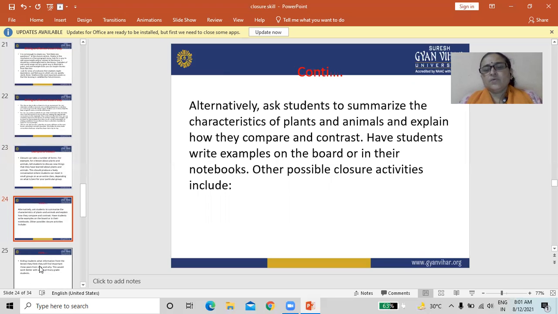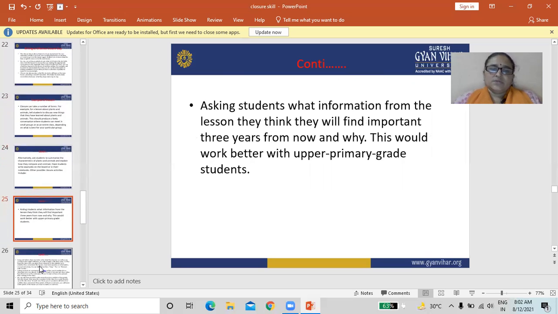Another possible closer activity includes asking a student what information from the lesson they think they will find important here from now and why. This would work better with upper primary grade students.